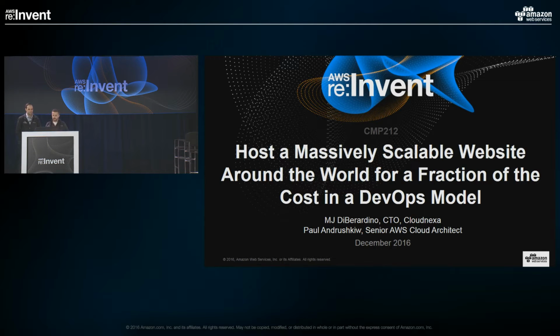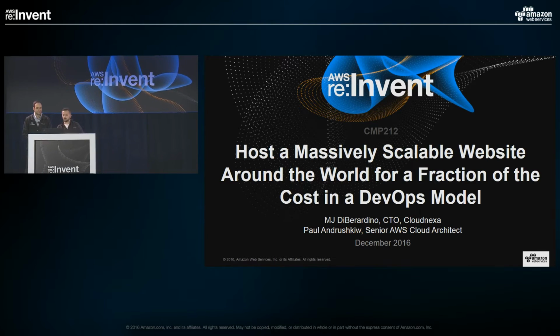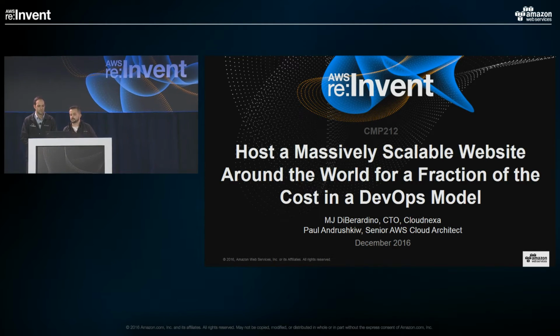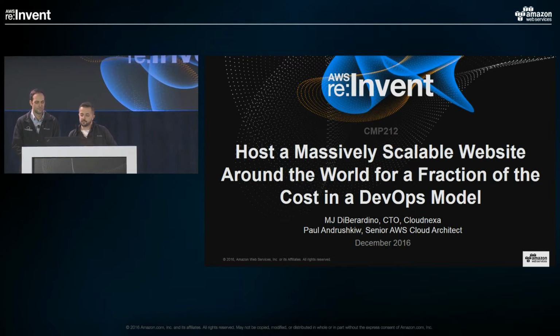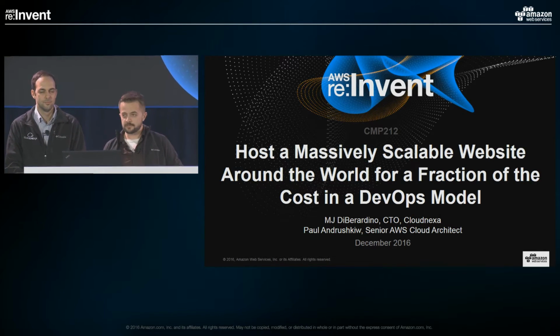Welcome, everybody. Today's session is called Hosting a Massively Scalable Website Around the World for a Fraction of the Cost in a DevOps Model. So we're actually going to be talking about how this relates to serverless architectures.